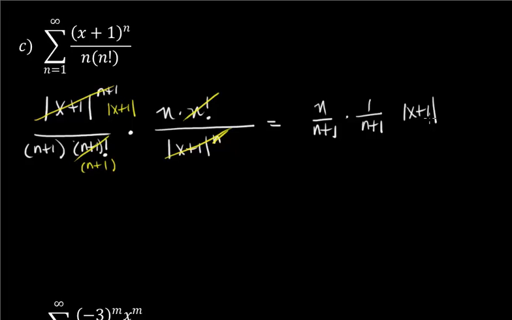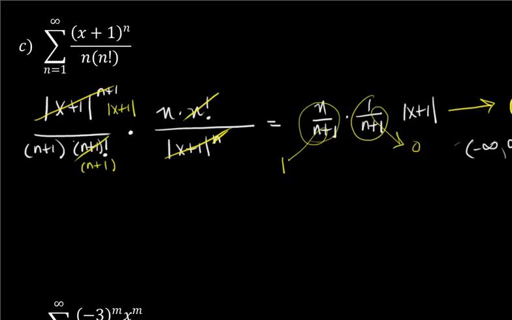Now we're taking the limit as n goes to infinity, and so the absolute value of x plus 1 just remains the absolute value of x plus 1, but this factor goes to 0, and this factor goes to 1. So the limit then is 1 times 0 times the absolute value of x plus 1. So it goes to 0 regardless of x. And that tells us that our interval of convergence is the whole real line, minus infinity, infinity.